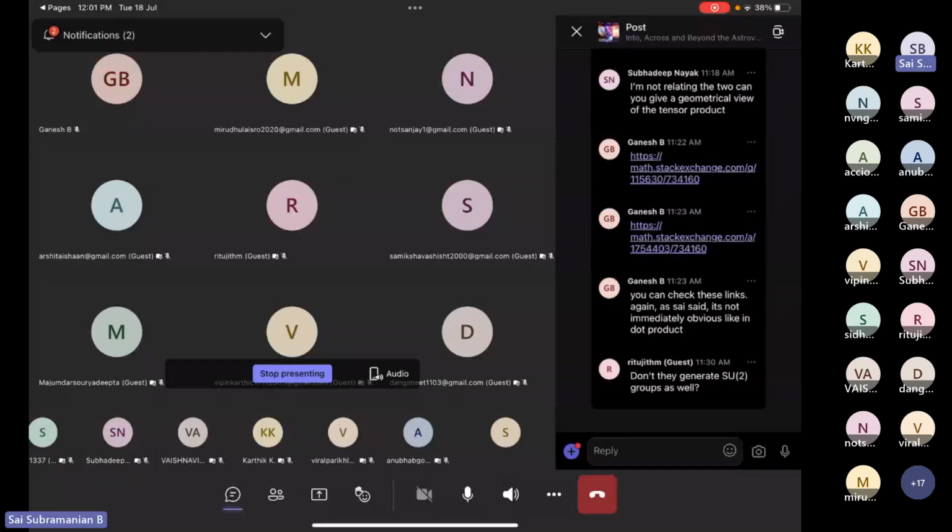Okay, there's a comment: don't they generate SU2 groups as well? I'm guessing this is in relation to Pauli matrices, and yeah, Pauli matrices, yes. They're used in Lie algebra and a lot of math.